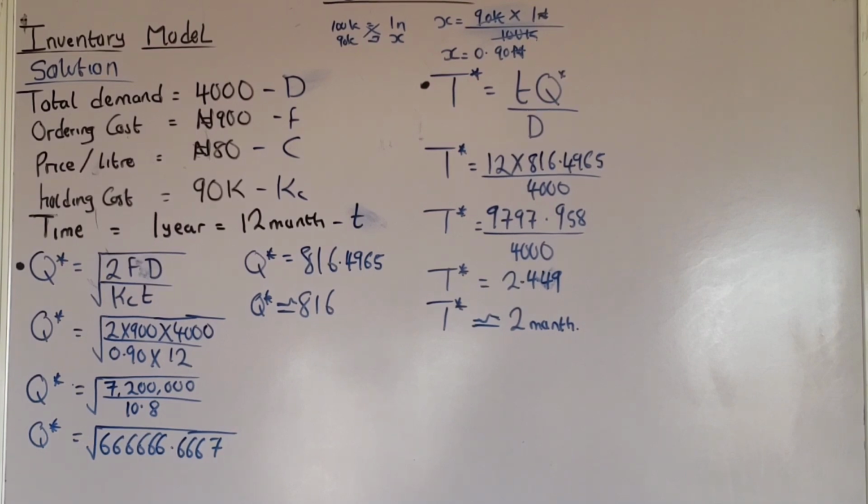The third question says we should determine the optimum number of orders the firm should place in a year. To get that value, you just have to make use of this formula: the total demand divided by Q, the optimum quantity to be ordered at a time. You understand? The total demand. Listen. If you want to get the optimum number of orders per year, just divide the total demand.